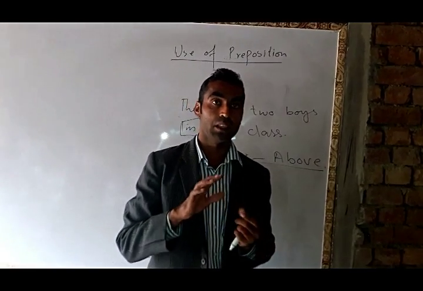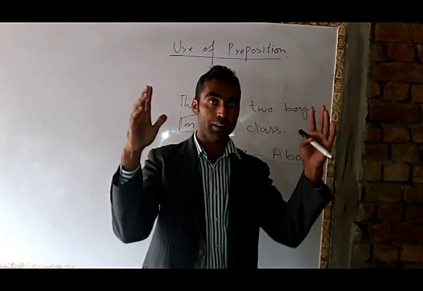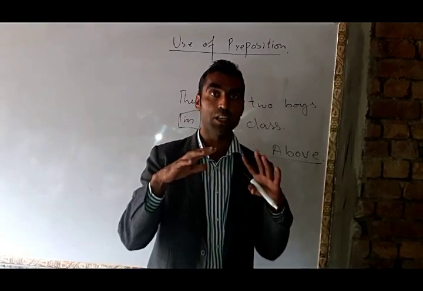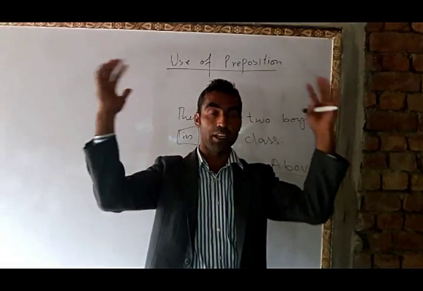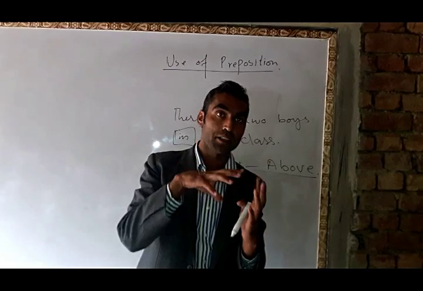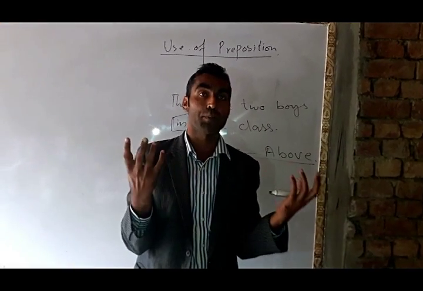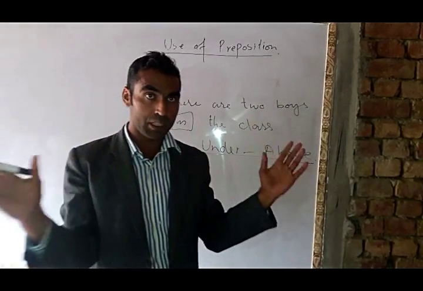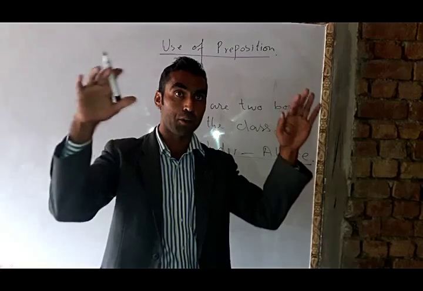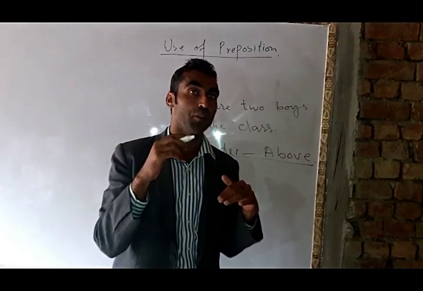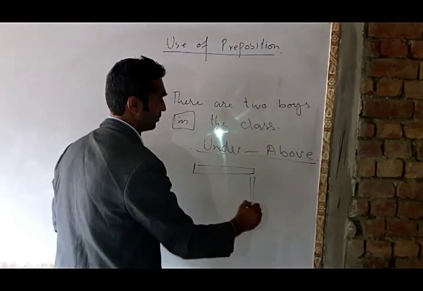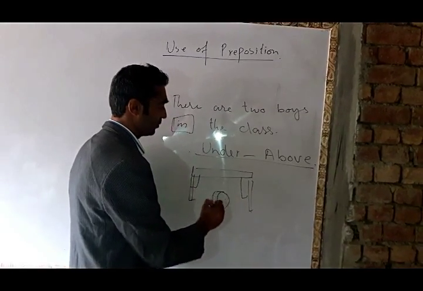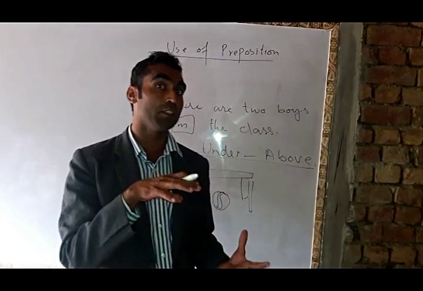So what about "under" and "above"? "Under" means something that has a roof and there is something under that roof. You can say under the table, under the tree, because a tree works like a roof, and the man sitting under the tree is sitting under that roof. So for a thing that is empty from inside and has a roof, you will use "under", like a table. Suppose this is a table and this is a ball. So this ball is under the table.